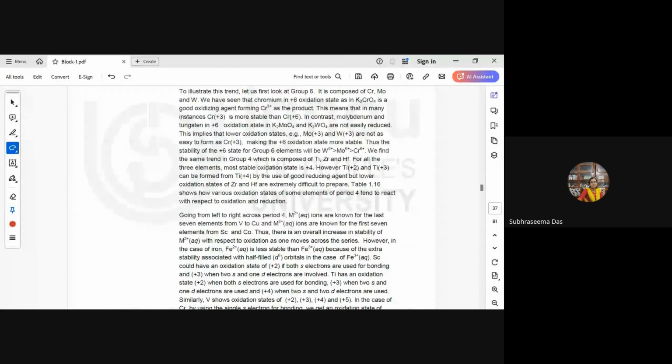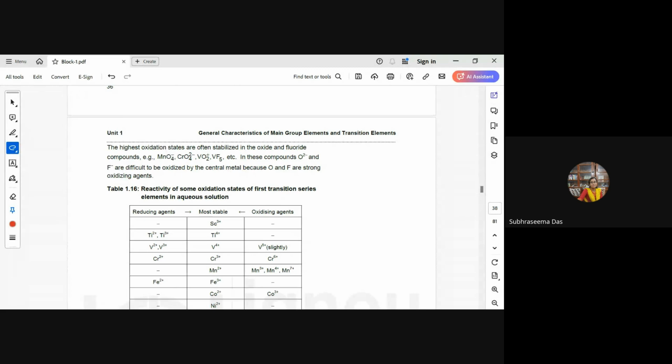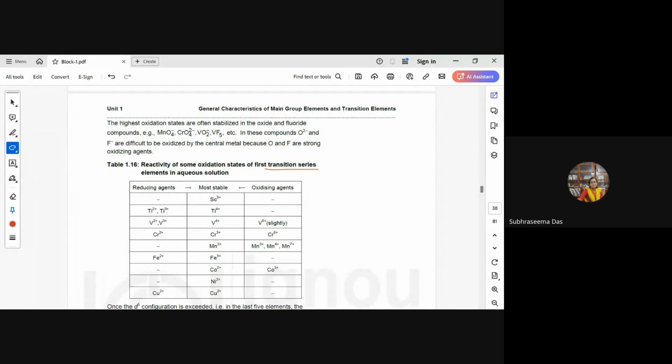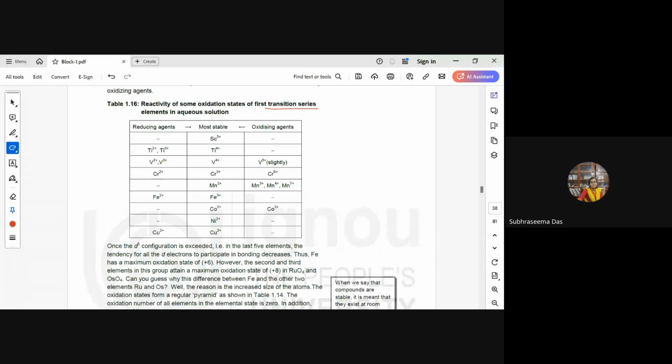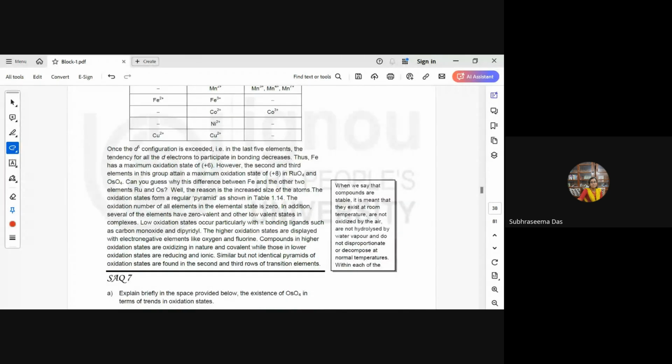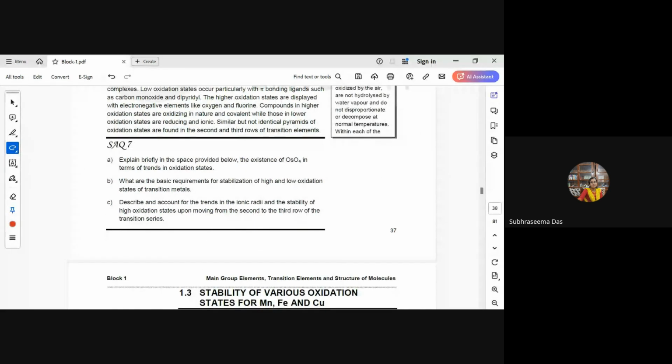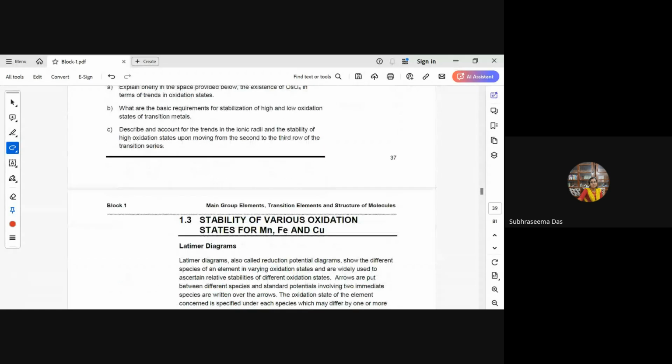Now when we see the reactivity of some of the oxidation states of the first transition series, the elements and their most stable oxidation states have been listed in table 1.16. The compounds present in their higher oxidation states are oxidizing in nature, and those present in their lower oxidation states are reducing in nature. This is one common trend that has been marked.